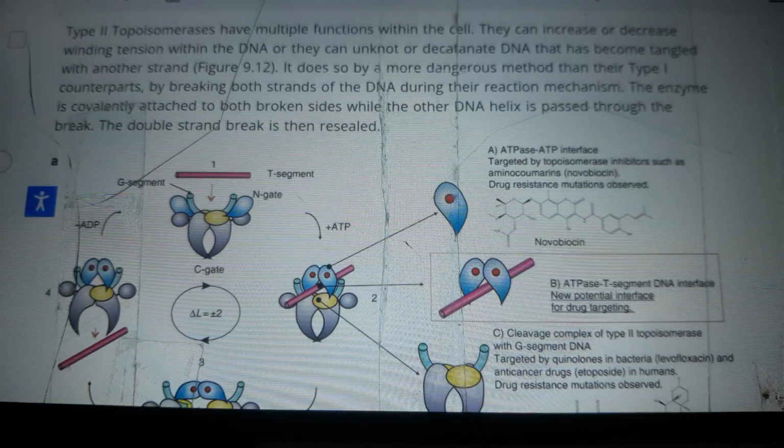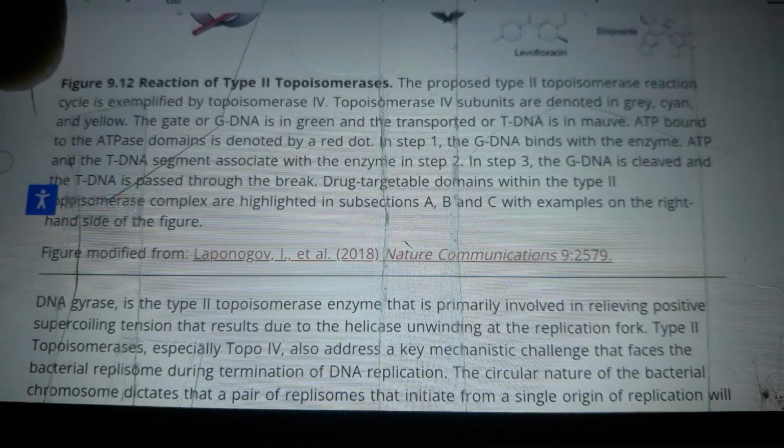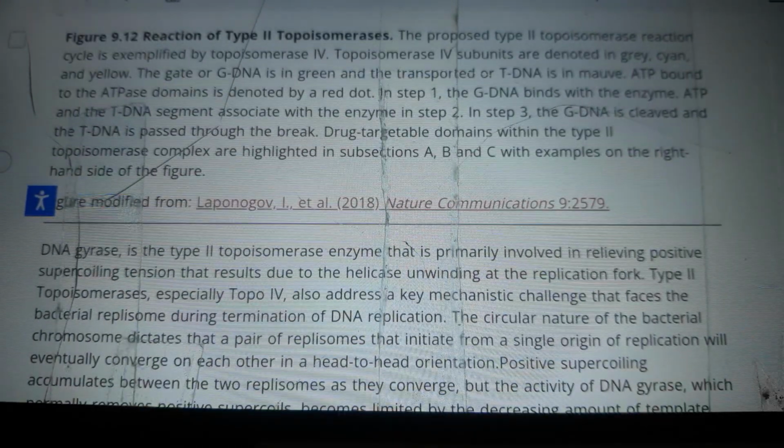Topoisomerases, that is type 2, have multiple functions within the cell. They can increase or decrease winding tensions within the DNA, or they can unknot or decatenate DNA that has become tangled with another strand. It does so by a more dangerous method than their type 1 counterparts, by breaking both strands of the DNA during their reaction mechanism. The enzyme is covalently attached to both broken sides. While the other DNA helix is passed through the break, the double strand break is then released. Note these figures on the reaction of type 2 topoisomerases.